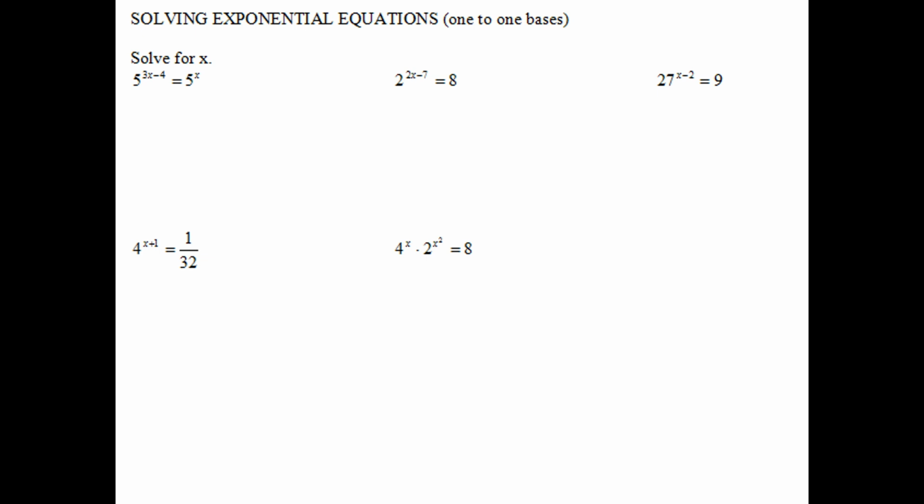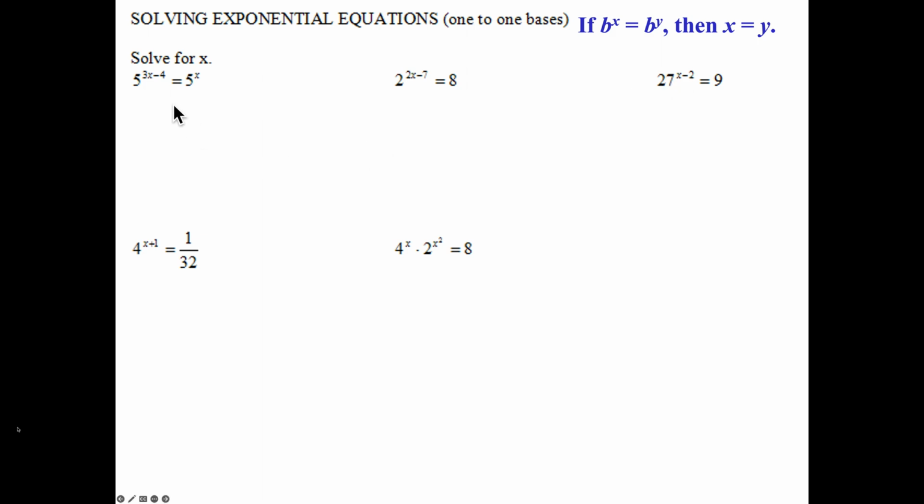Okay, welcome to part 2 of 6.3. Now we're going to be looking at solving exponential equations, which has a special property called one-to-one bases. So what we have here is that if you have two exponential expressions that are equal to each other and the bases are the same, then their exponents have to be the same. So in all of these problems here, we're going to work to get the base to be the same value on both sides of the equal sign.